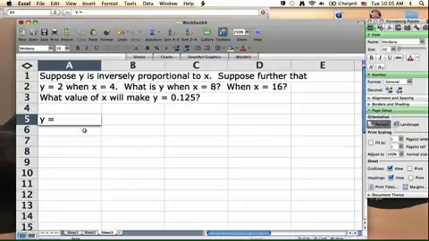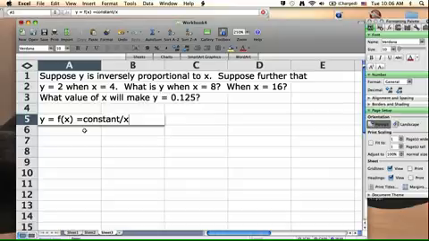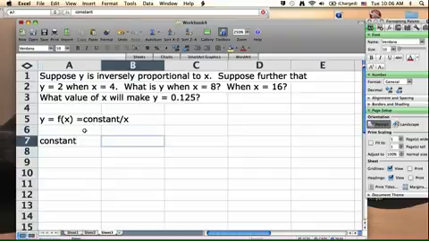Y being inversely proportional to x means that the function here is of the form f of x equals some constant, called the constant of proportionality, divided by x. That's what inverse proportionality means. What is the constant going to be?